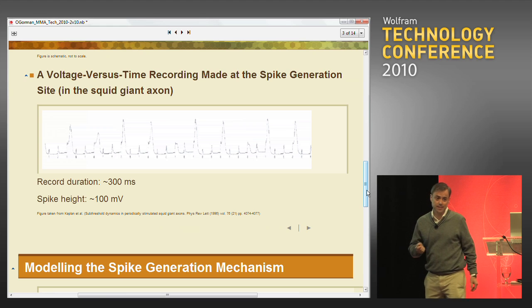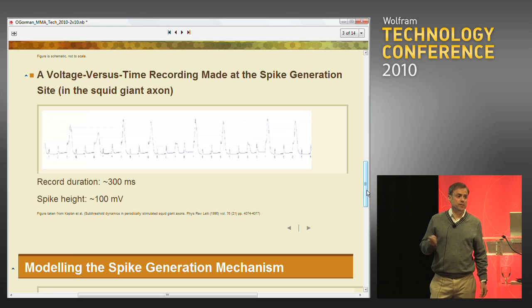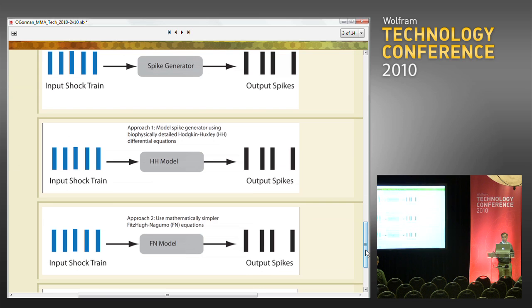It has to do with the fact that the channels that let in the ions are inactivated in such a way as to suppress the next response. But this response eventually recovers with time, and there's a complicated interaction between the stimulating pulse and the recovery dynamics. And so what we want to do is understand this relationship between the input shock train that you put in and the output spikes. And that requires understanding what's going on at the spike generator.